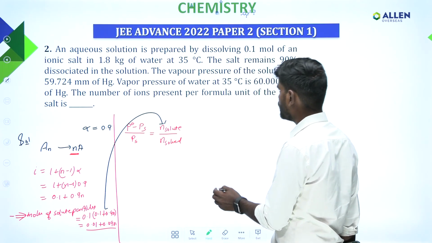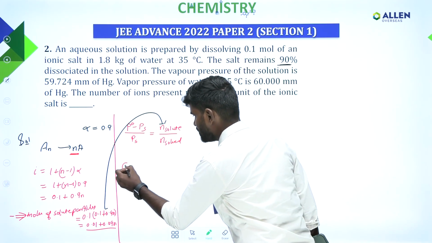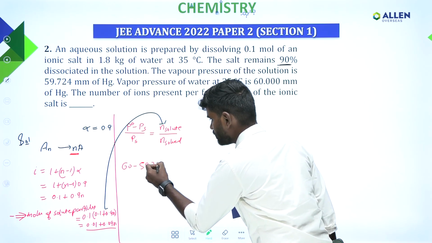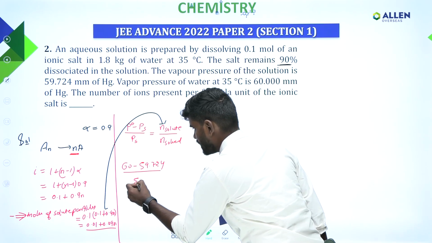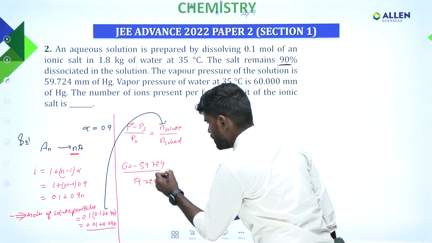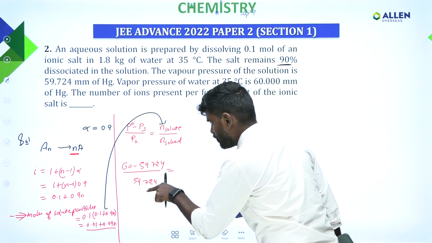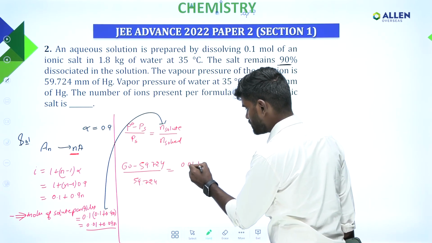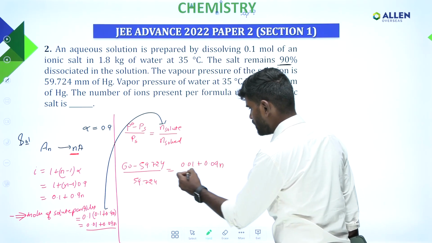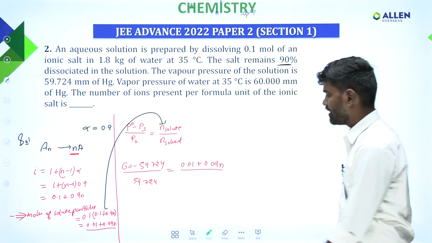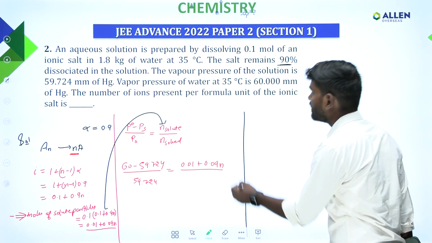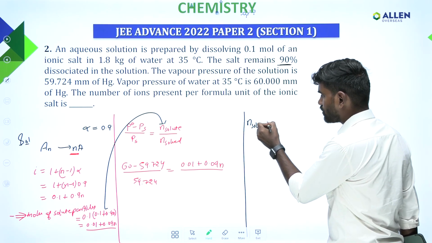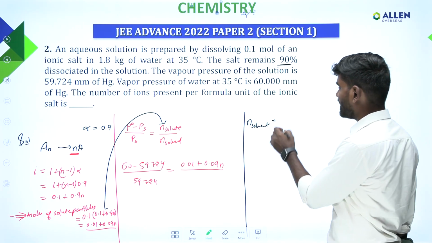So what you will get: P naught is 60 mm of Hg, minus PS, which is 59.724, divided by 59.724. After that, moles of solute: 0.01 plus 0.09n, divided by moles of solvent. Can I calculate that also? Yes, I can. The solvent is water. Moles of solvent will be, mass has been given, 1.8 kilogram.